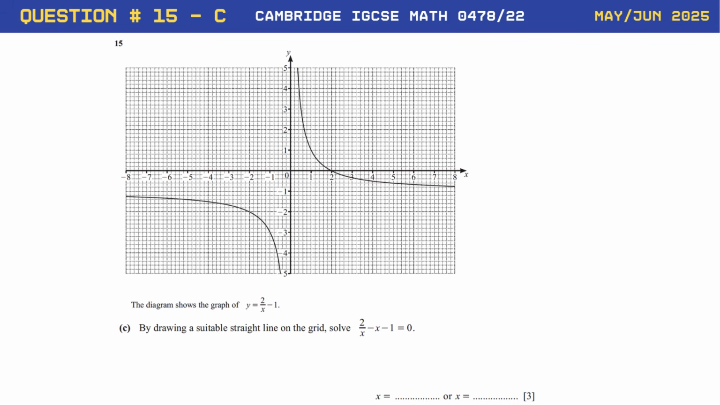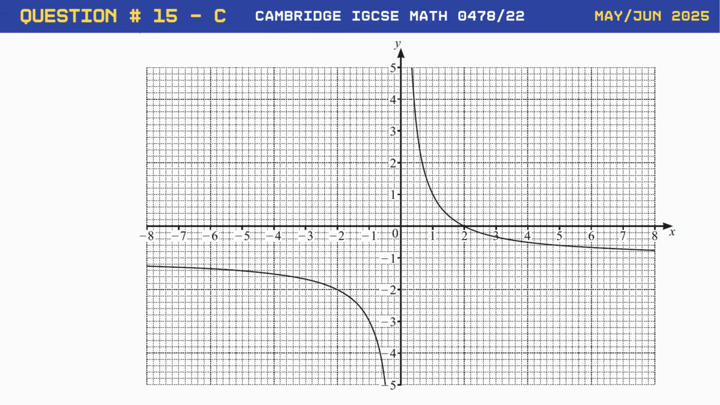In this question, we need to draw a suitable straight line for the given equation as the first step. Then, in the second step, we need to identify the x-coordinates of the points where this line intersects the given graph. For the first step, let's simplify the given equation.